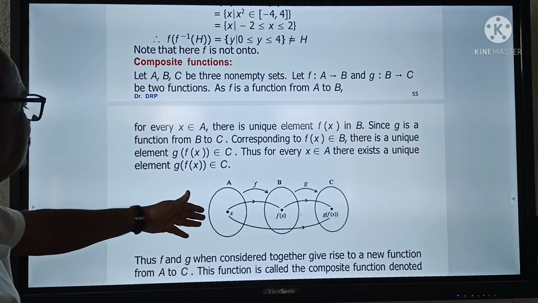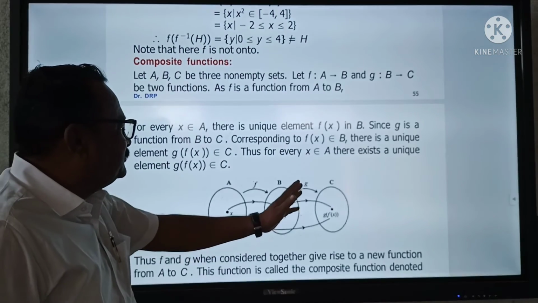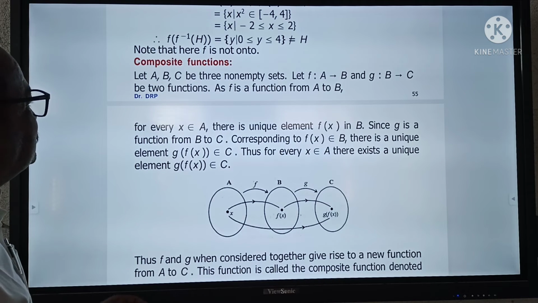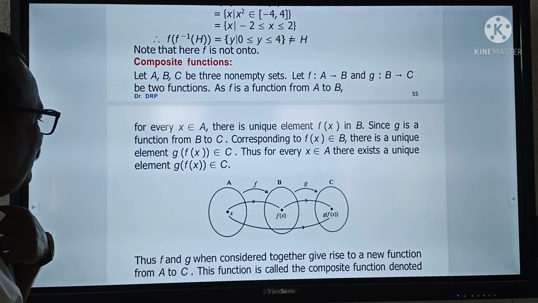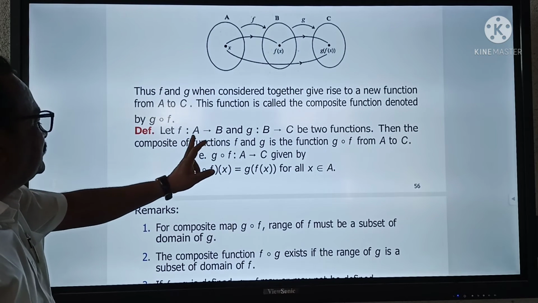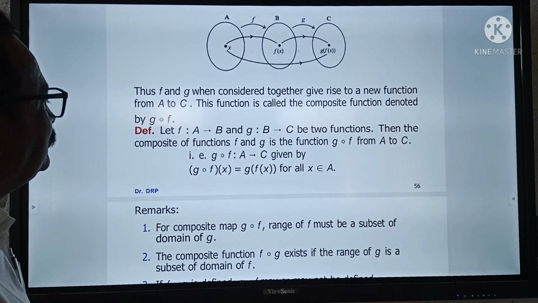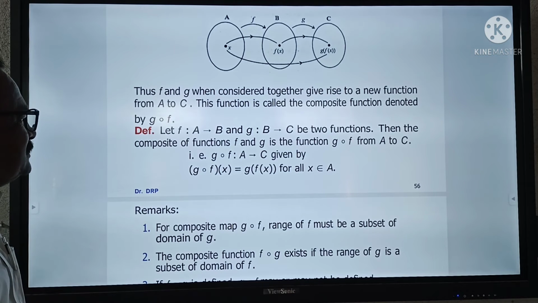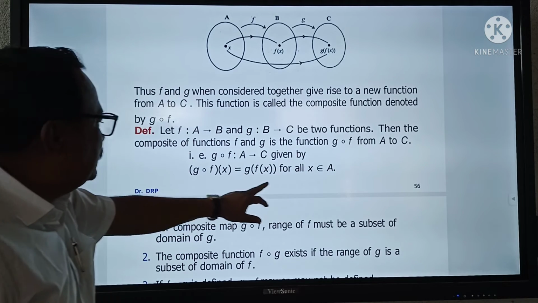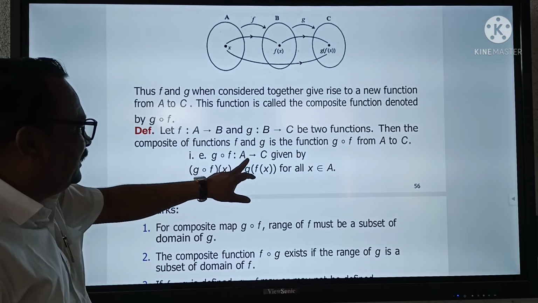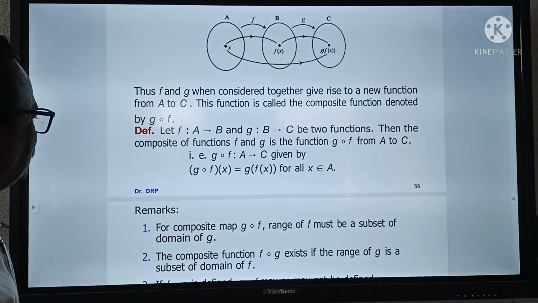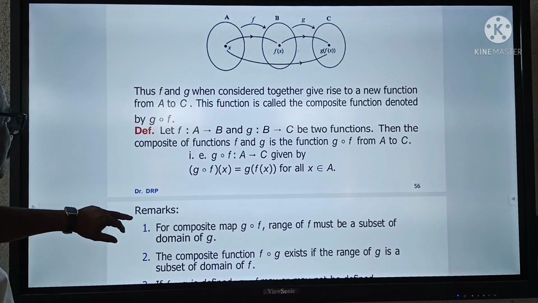Composite functions means what? If f is a function from A to B and g is a function from B to C, then only is the composite function defined, that is from A to C, written as g of f of x. Okay, order is important there. Here is the definition: f from A to B and g from B to C be two functions. Then the composite of functions f and g is the function written g composite f from A to C, given by g composite f of x is g of f of x.